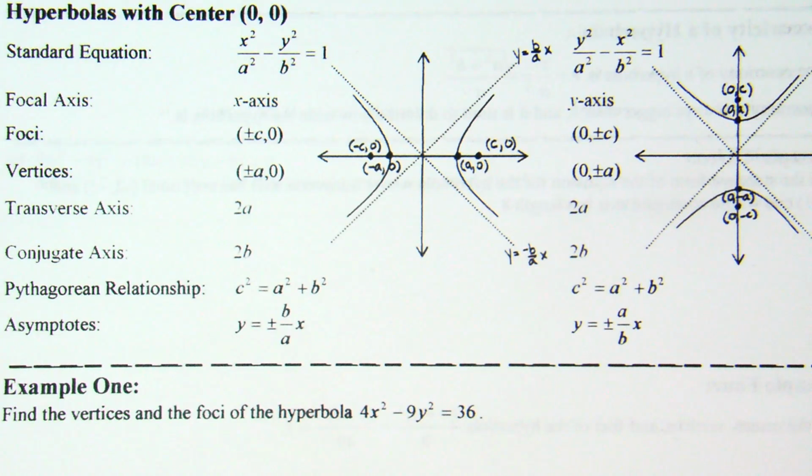Okay. Asymptotes. This is new, new in comparison to ellipses. Okay.